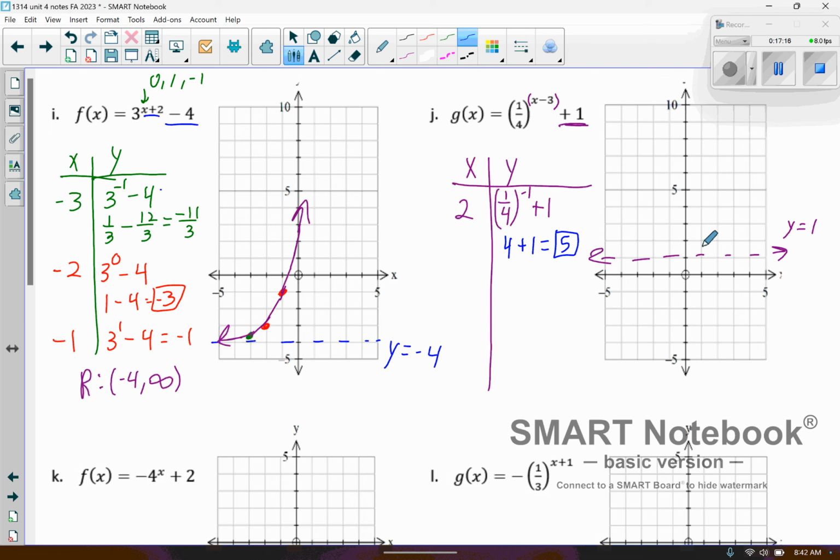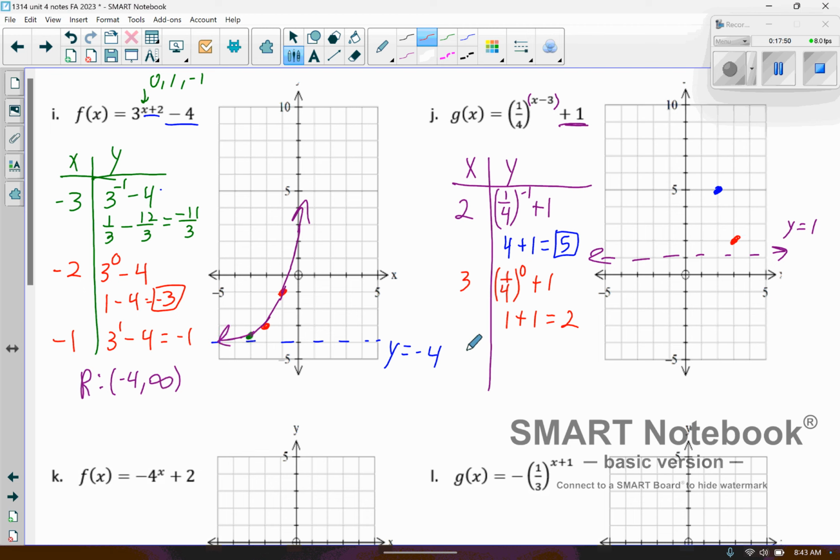Let's see. I'm sorry, yes, when x is 2. Let's see, right there. Okay, then I'm going to plug in 3. So 3 minus 3 is 0. So I'm going to have 1/4 to the power of 0, and then plus 1. So that's going to become 1 plus 1, which is 2. So at 3, I am at 2. So like I said, it's decaying, right? It's starting to decay. It's going down.